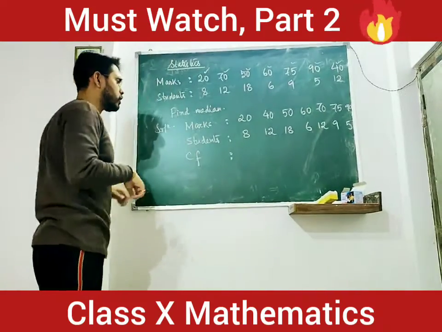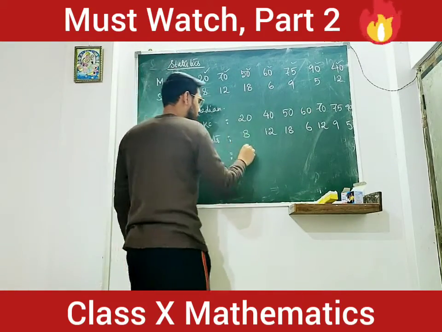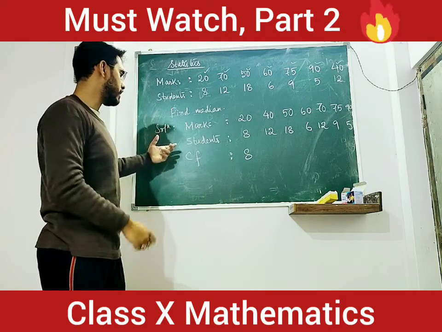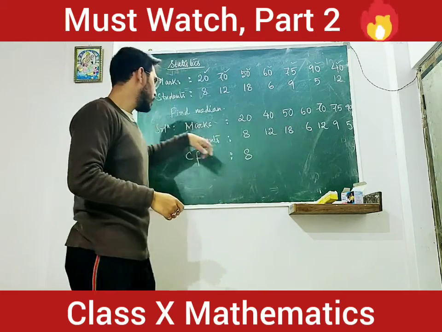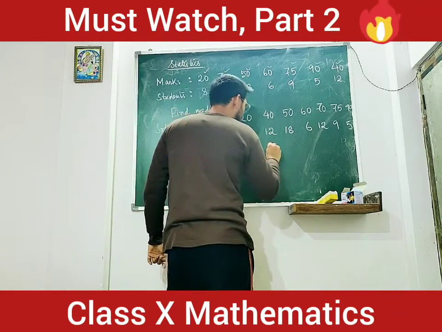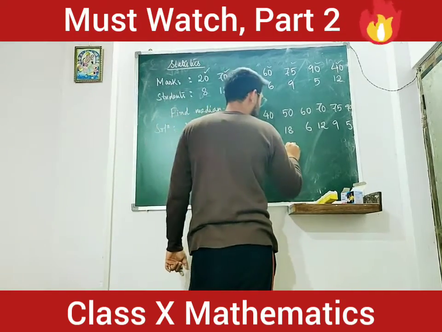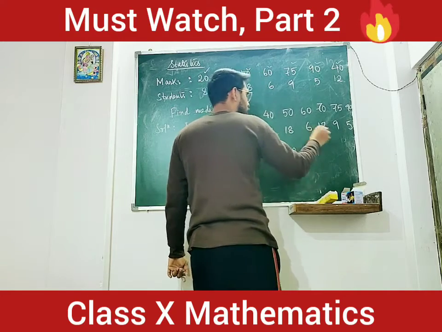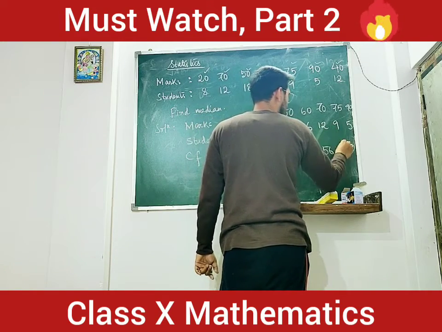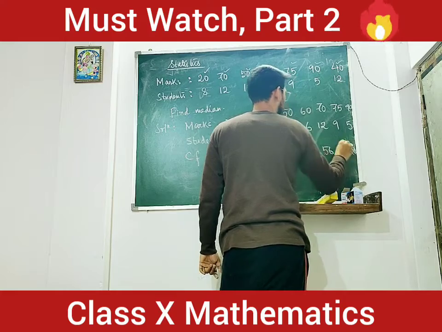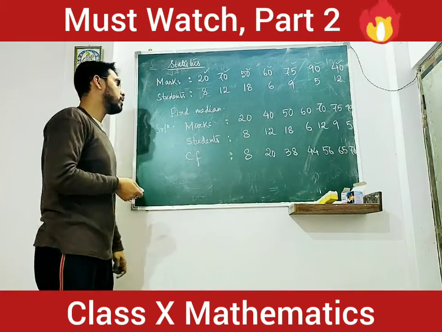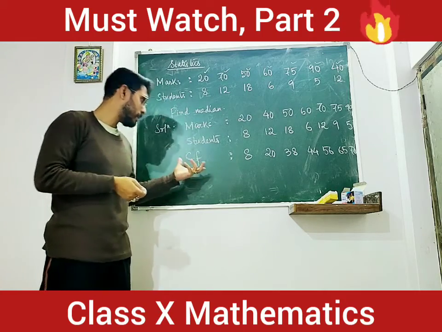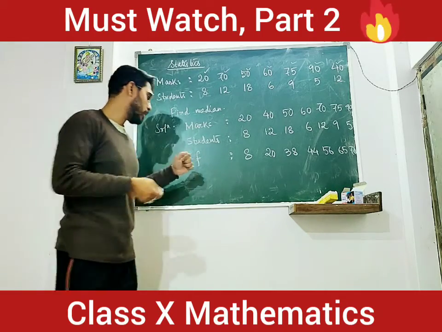Okay, let us take the cumulative now. The first cumulative will be 8. Now frequency is students here, so automatically frequency will go like this. So 8. The next one will be 20, then 20 plus 18 is 38, plus 6 will be 44, plus 12 will be 56, plus 9 will be 65, and lastly 70, which is the total number of students who participated. So this is going to be the required table, and now we are going to find the median.